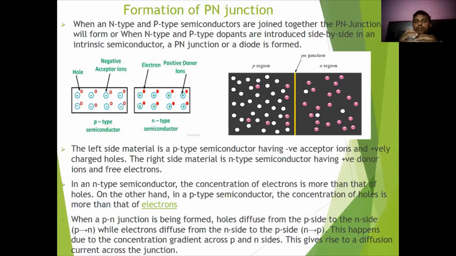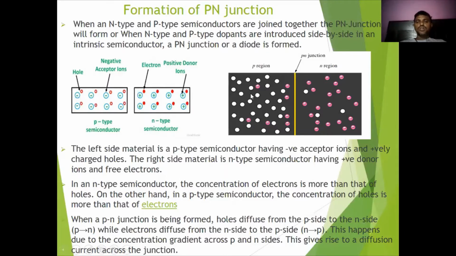Whenever you join the p and n regions, there will be a formation of a Pn junction between the p region and the n region. Diagrammatically, I can represent it with this diagram. This is the p region and this is the n region. In the p region you can observe the white color, the holes, which are majority carriers, and the pink ones with a minus sign are electrons, that is, minority carriers.